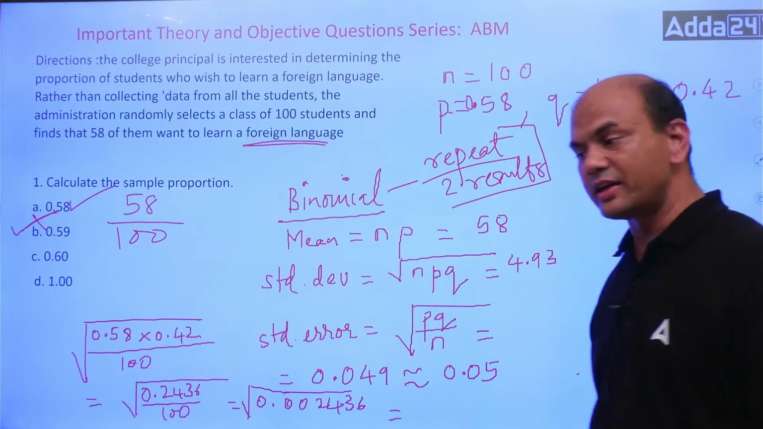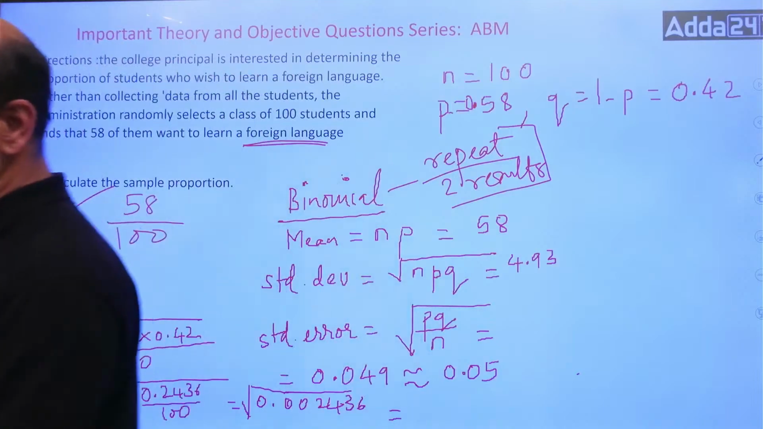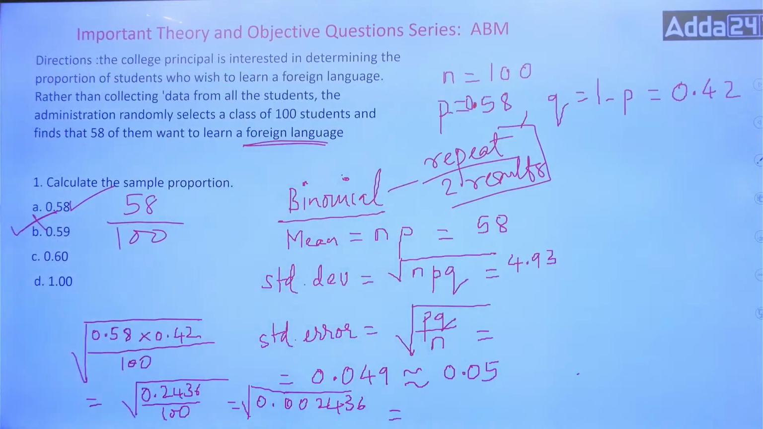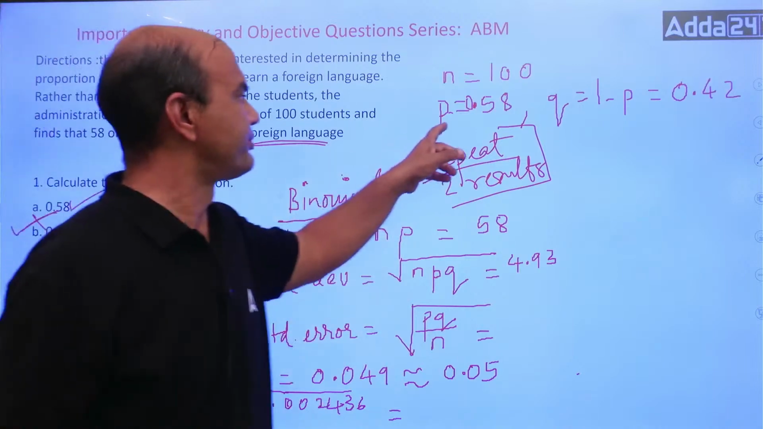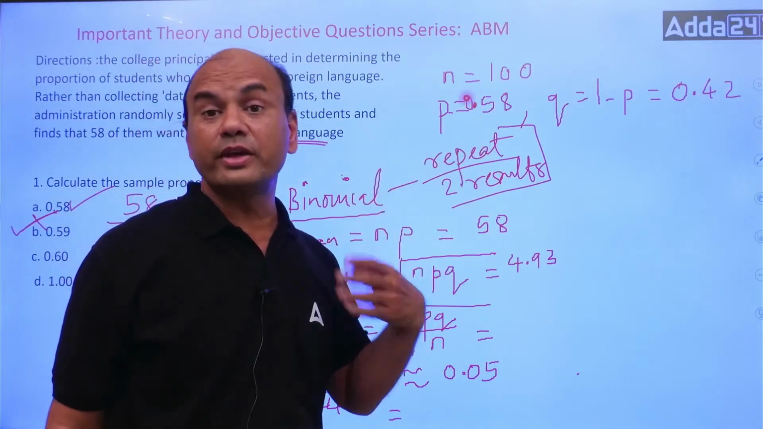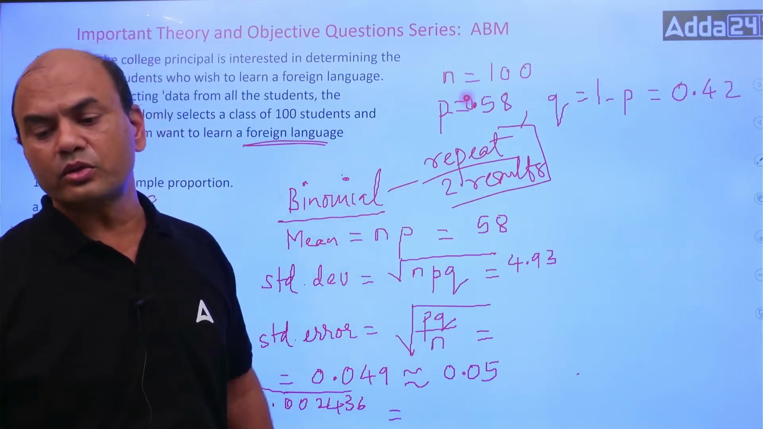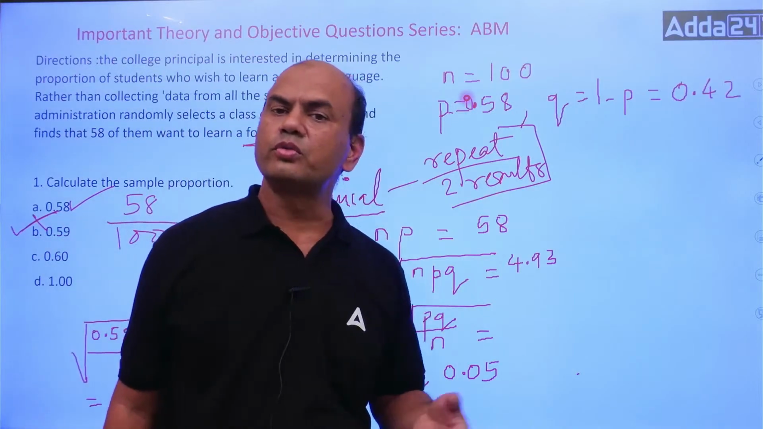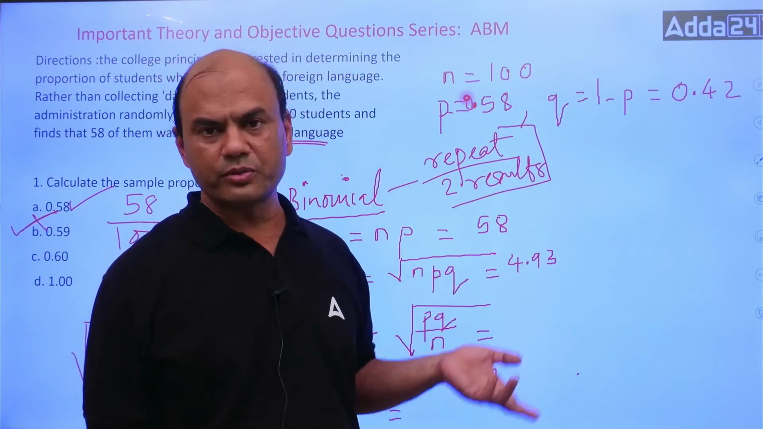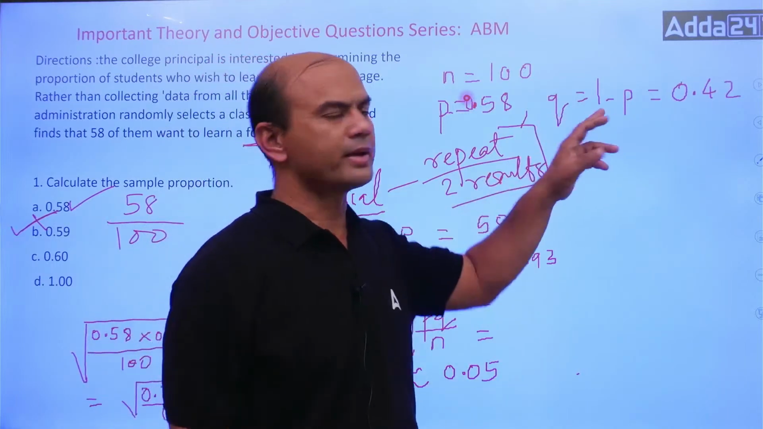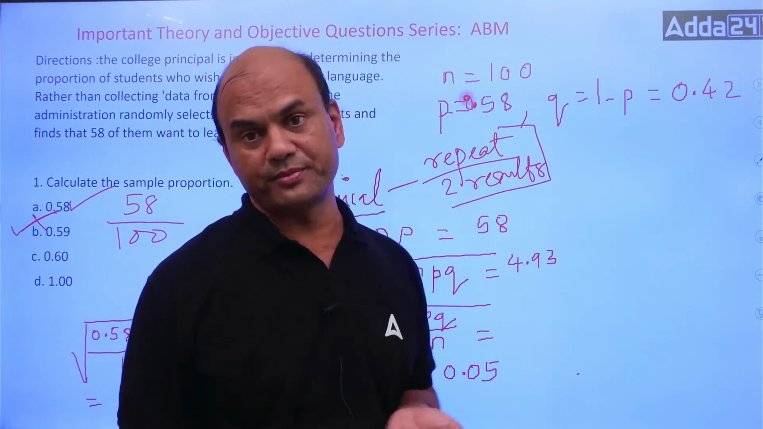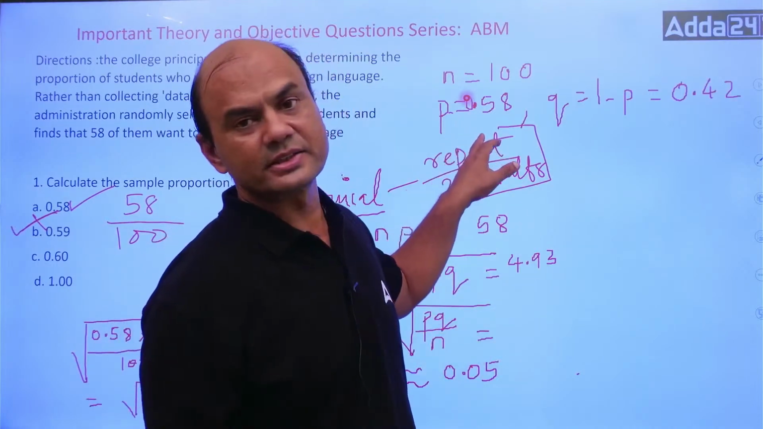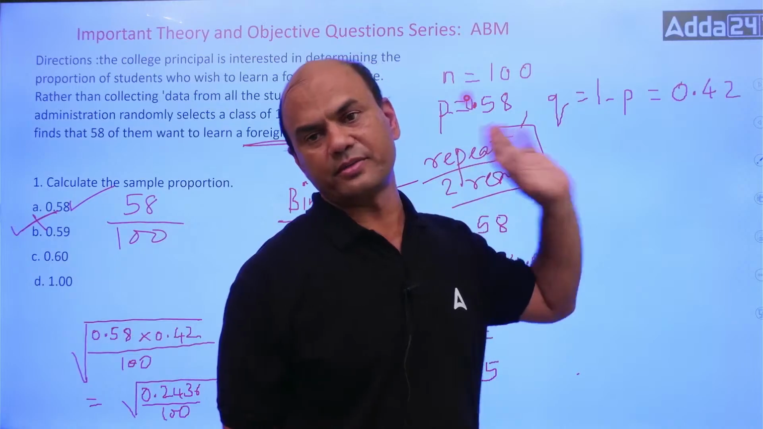Second you require is standard deviation. So look at the formula for standard deviation. Standard deviation equals what? Root of NPQ. What is P and what is Q? P is success. If P is success, then Q means failure. What is failure? Those who don't want to learn foreign language. So that is 42. 42 means what? 1 minus P. Kindly note, failure is always 1 minus P. So 0.58 is a success. So 0.42 will be the failure.